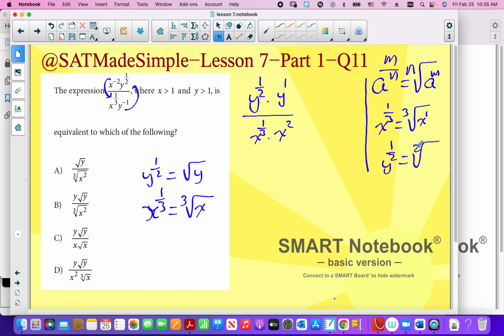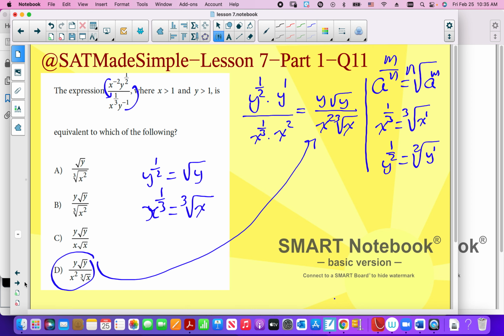We don't write the number 2 in here. The square root of y to the power of 1, which is y. That's it. So the numerator will be y into square root of y, and the denominator will be x squared into the cubic root of x, and you can see that D is the same as this one.